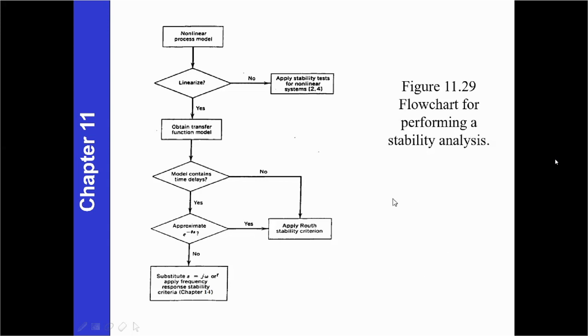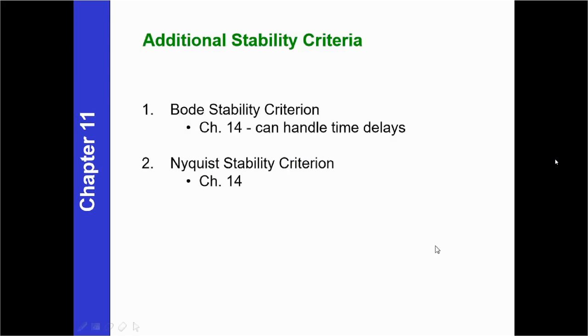So this is the flowchart for performing a stability analysis, where the Routh stability criteria will be considered. And there are additional stability criteria on top of the Routh stability criteria. You can also have the Bode stability criteria, which we discussed in chapter 14, but we will not go to chapter 14, only up to chapter 11. And also the Nyquist stability criteria. So another two criteria on top of the Routh stability criteria, we also have the Bode and also Nyquist stability criteria.